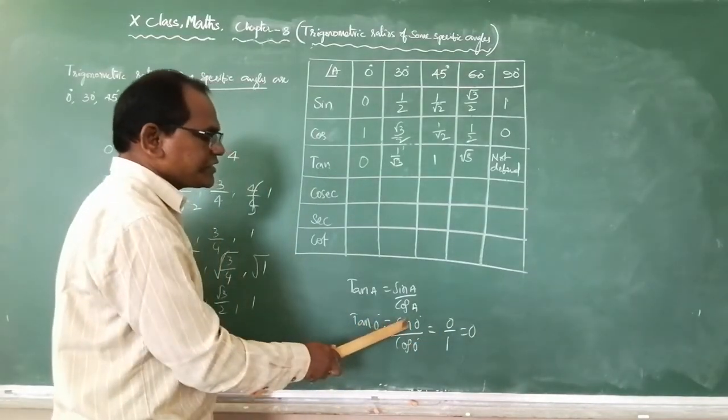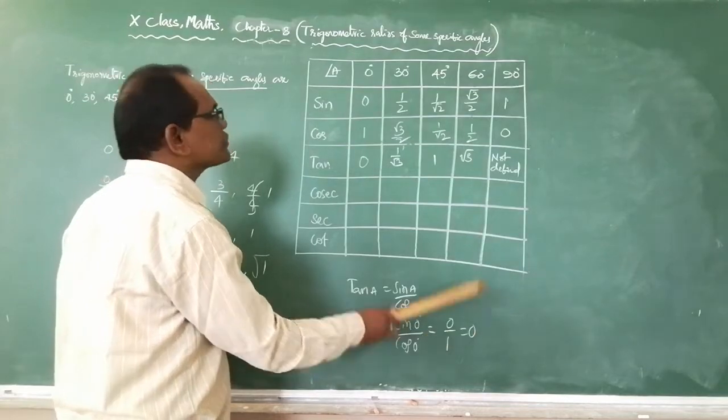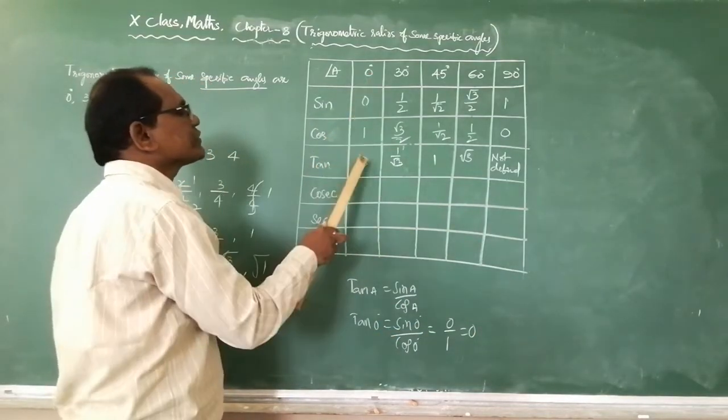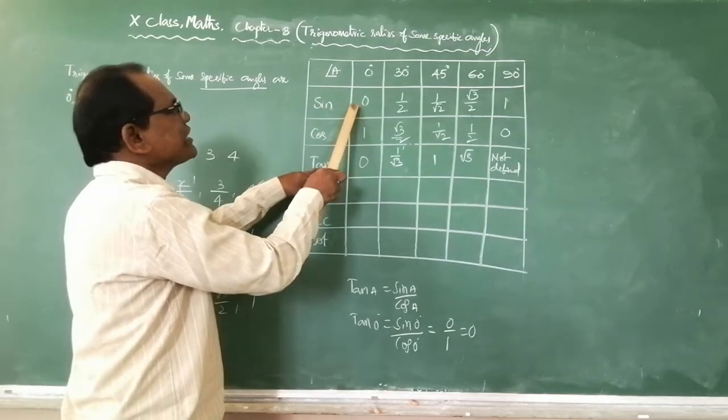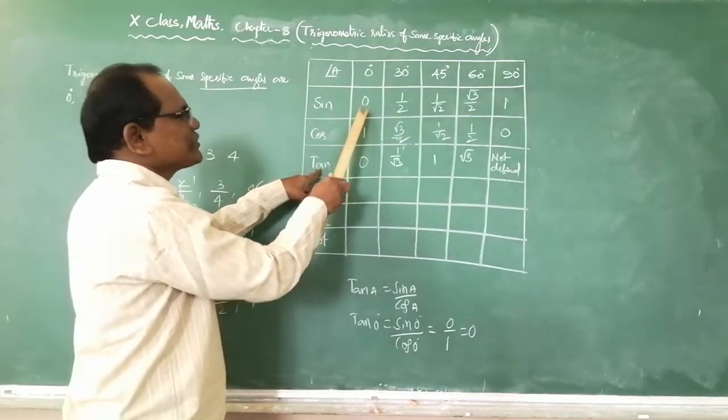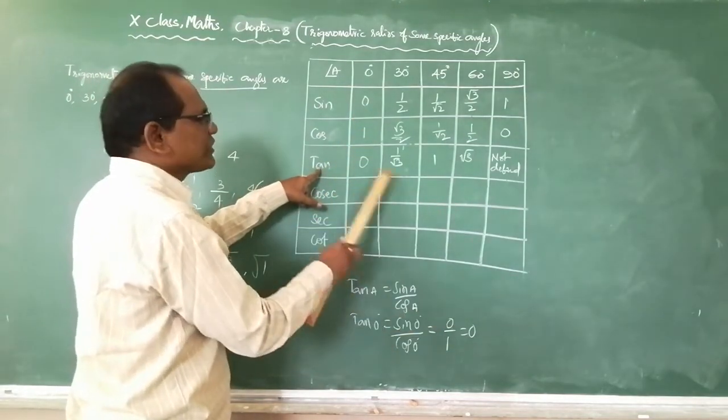Then tan 0 degrees means sine 0 degrees by cos 0 degrees, that is 0 by 1, which equals 0. Tan means sine by cos. So 0 by 1 means 0.